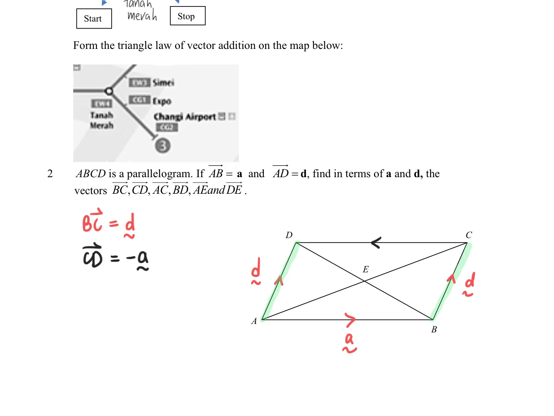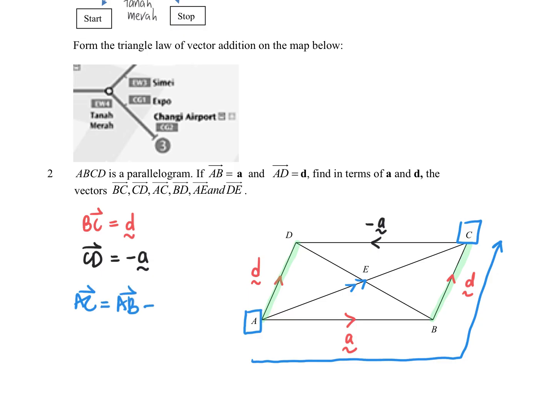Next one I want is AC. A plus B. Remember, my starting station is A, my ending point must be at C. So imagine yourself moving from here and then finally here. So AC is the same as A to B and B to C, so I will add A and D. So that's how you do it.